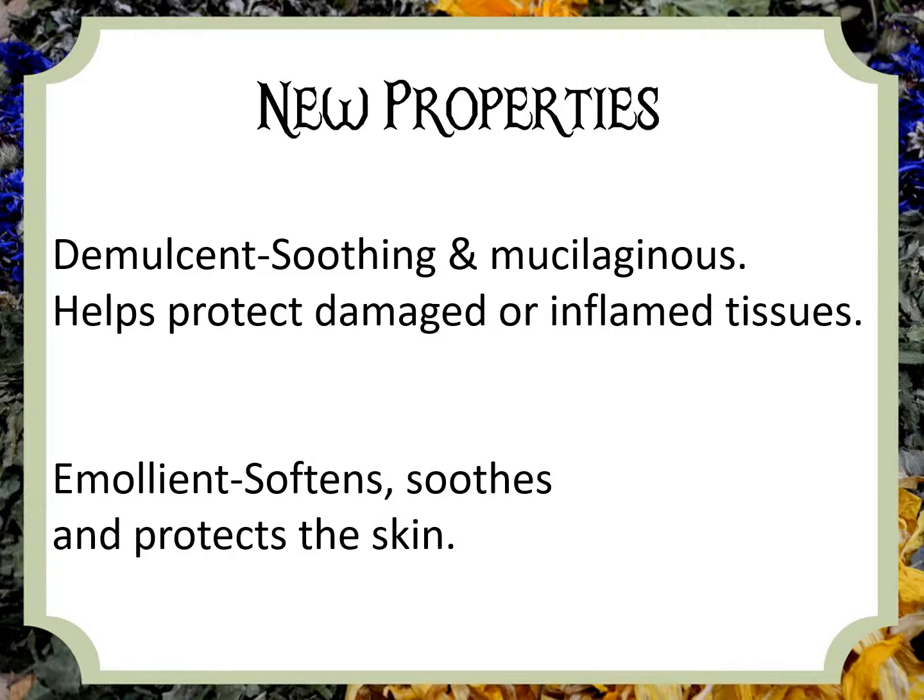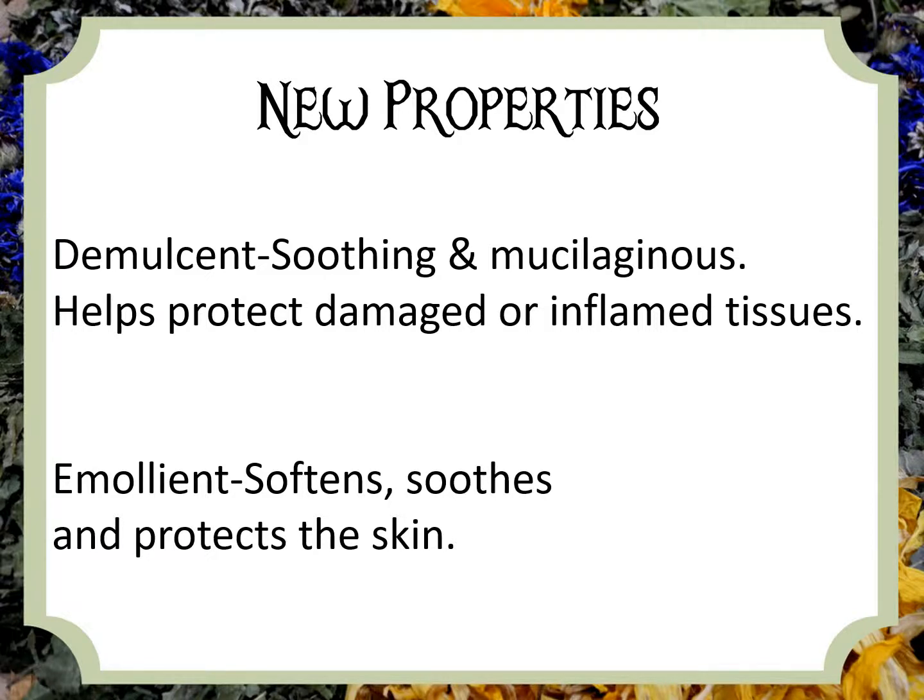So now I want to talk about 2 new properties that we did not talk about in Herbology 101. The first one is a demulcent. A demulcent is something that's soothing. It's mucilaginous, which means it's kind of slimy on the inside, or it can become slimy if you add water to it. And a demulcent helps protect damaged or inflamed tissues.